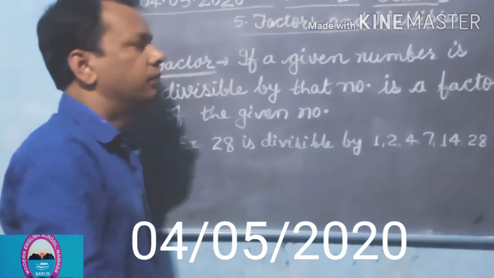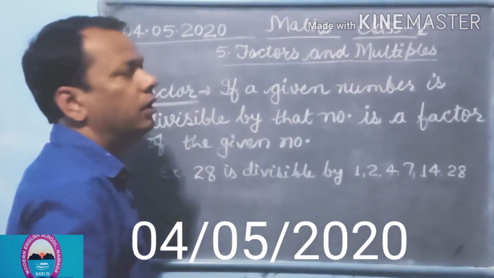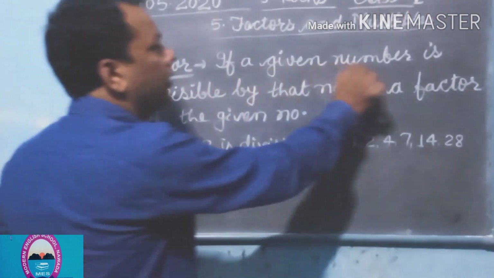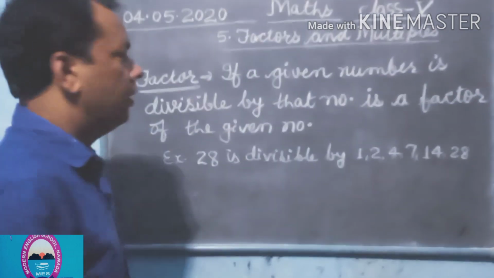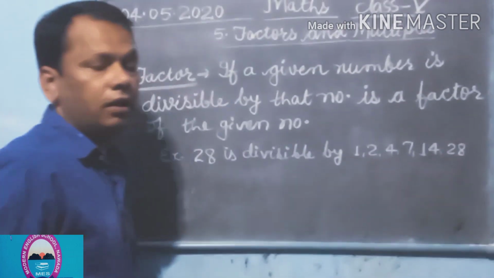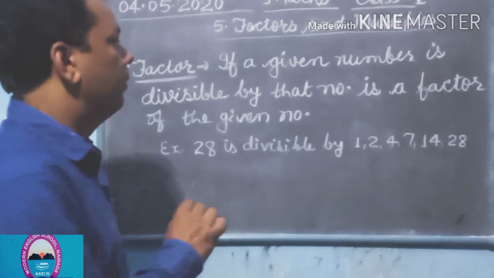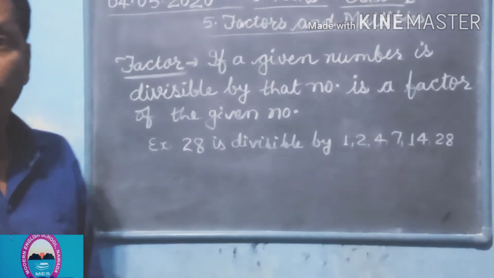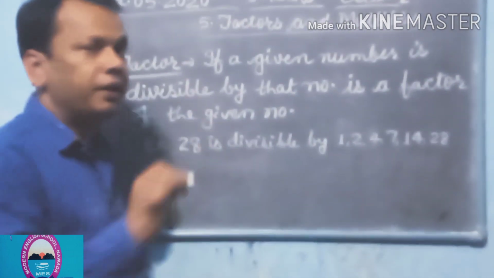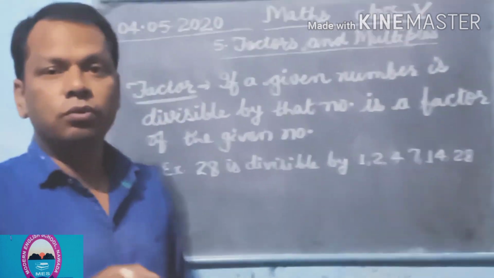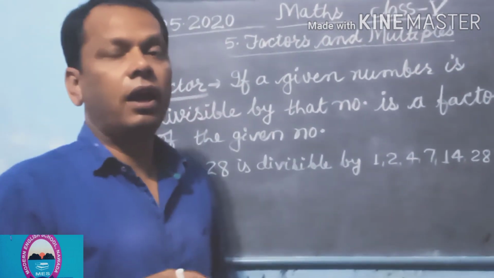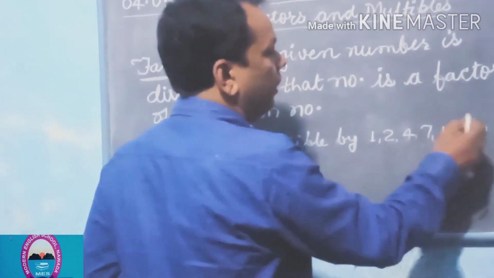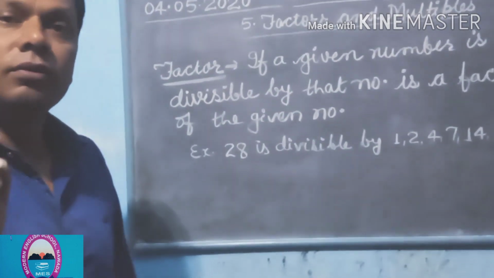I am teaching you class 5th math and today's topic is factors and multiples. Students, what is a factor? If a given number is divisible by a number, then that number is a factor of the given number. For example, 28 is divisible by 1, 2, 4, 7, 14 and 28. So 1, 2, 4, 7, 14 and 28 are factors of 28.